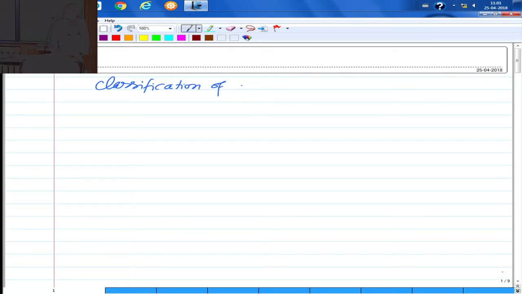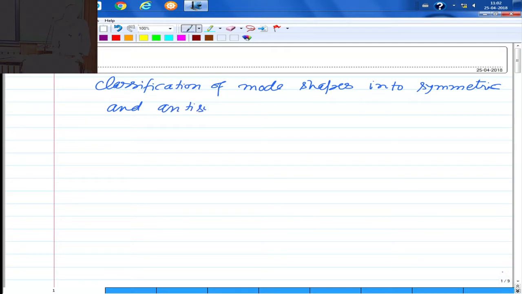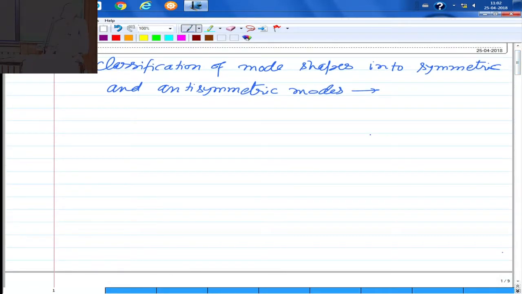So, classification of mode shapes into symmetric and anti-symmetric modes. This was one question. And actually there are more classifications in the case of shells as well. When we talk of symmetric or anti-symmetric modes, first we will have to look at the symmetry of the structure.